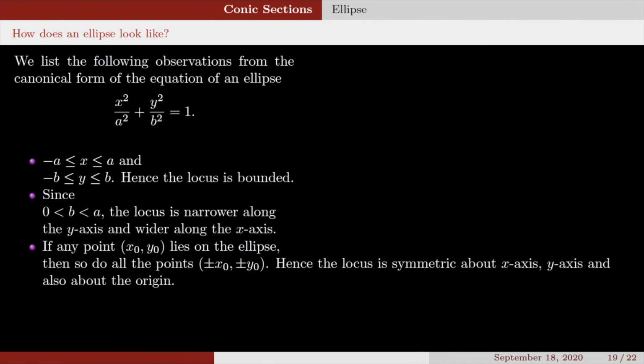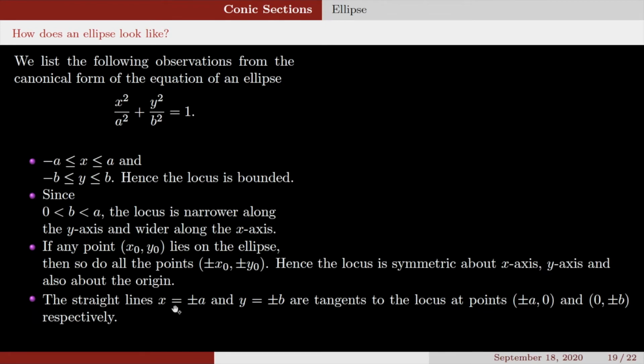Similarly, over here, for every single value of x, you get two values of y equal in magnitude, opposite in sign. So that means the locus is symmetric about the x-axis. For every value of y, you get two values of x equal in magnitude, opposite in sign. So therefore, this is symmetric about the y-axis as well. For every value of (x, y), you get (-x, -y). So that means the locus is symmetric about the origin as well.